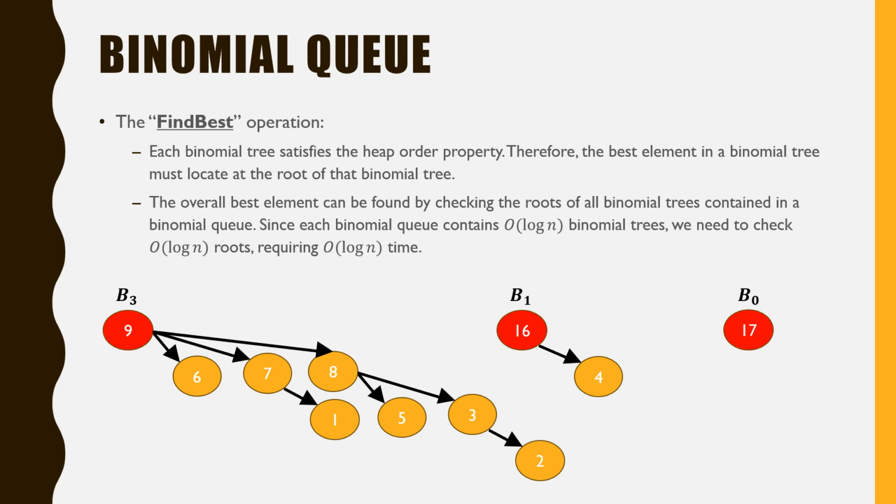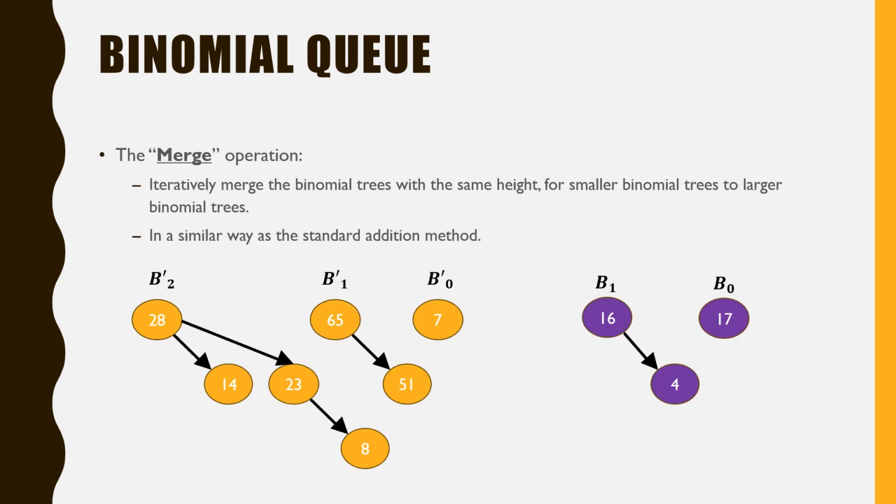Since a binomial queue with n data elements can contain only O(log n) binomial trees, examining each root takes O(log n) time. Thus, the find best operation runs in O(log n) time in a binomial queue. Next, let's discuss the merge operation. The process of merging two binomial queues is analogous to the standard method of adding their binary representations.